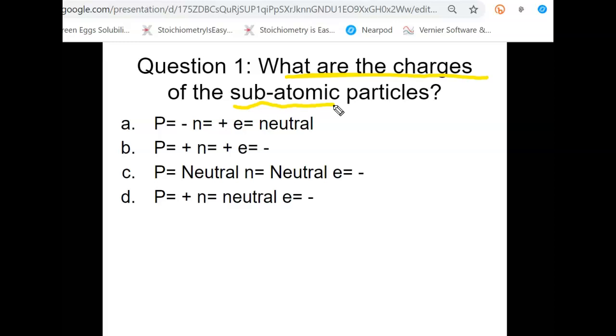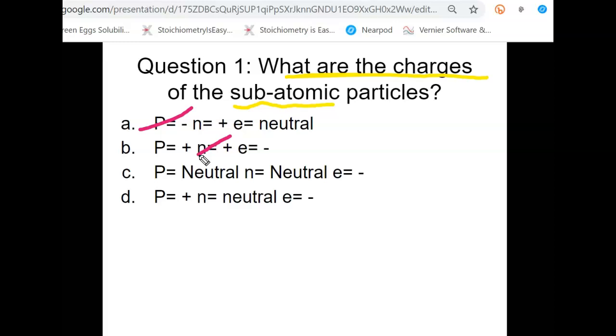So I get to cross out, I'm going to change my colors here. I'm going to cross out the first one because it says protons are negative, and I know that's not true. And I'm going to look at the second one, and I've got protons are positive. Yay, that's correct. But I'm going to cross out neutrons are positive because I know that's not true. Neutrons are neutral. And then I'm going to go on to C.